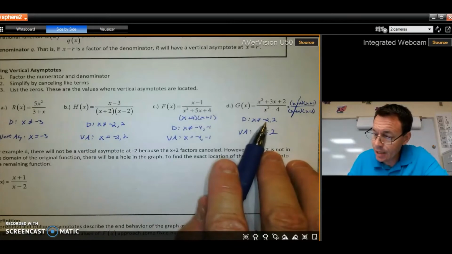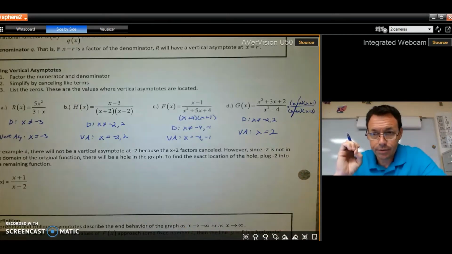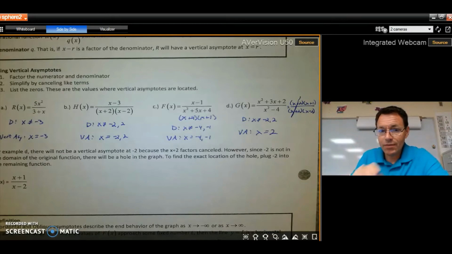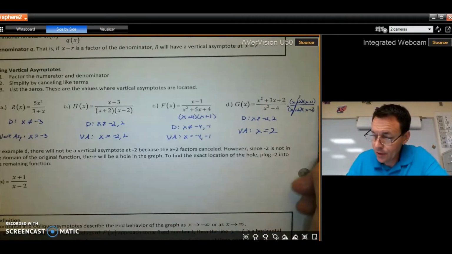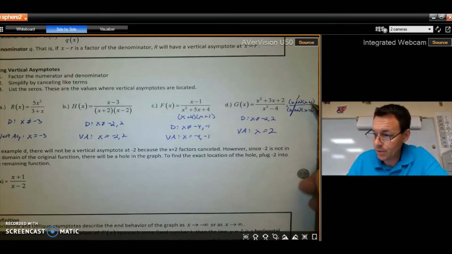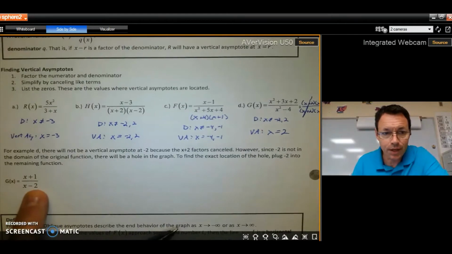If you have a domain restriction that does not create a vertical asymptote, instead it's going to create a hole in your graph. Okay, so we're going to have this nice graph, and then it's going to have this open circle right in the middle. It's going to have this gap, and then it's going to continue on. So what you do is you take the part of the function that is remaining, so the x plus 1 over x minus 2, which I wrote down here. Okay, so I went ahead and simplified it and wrote it down here.